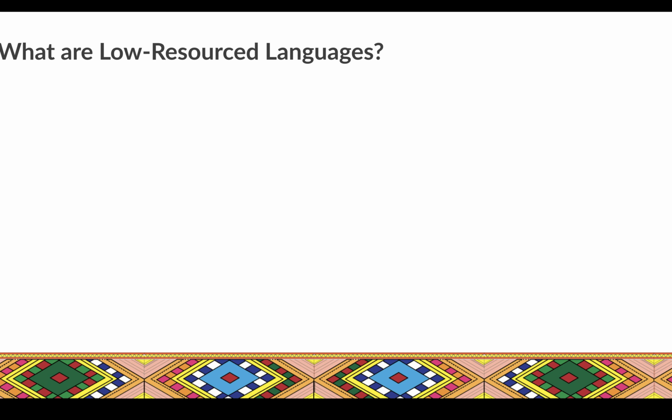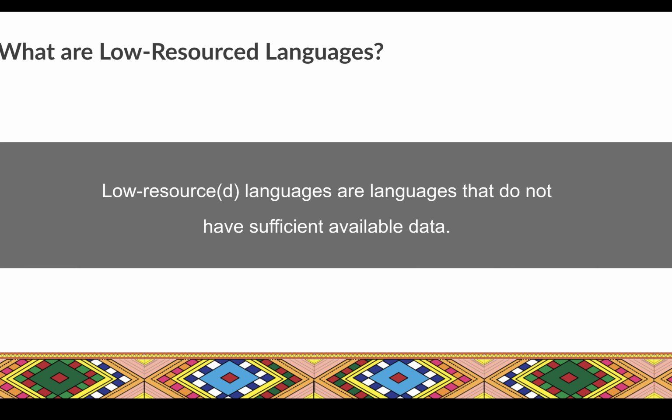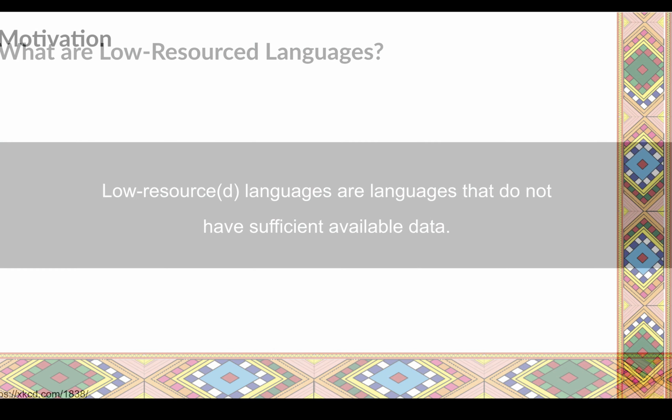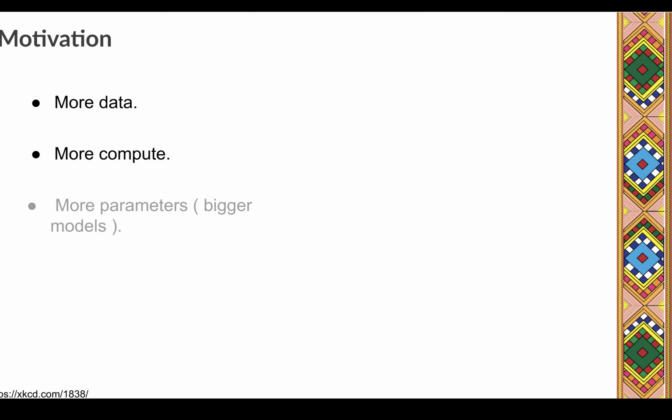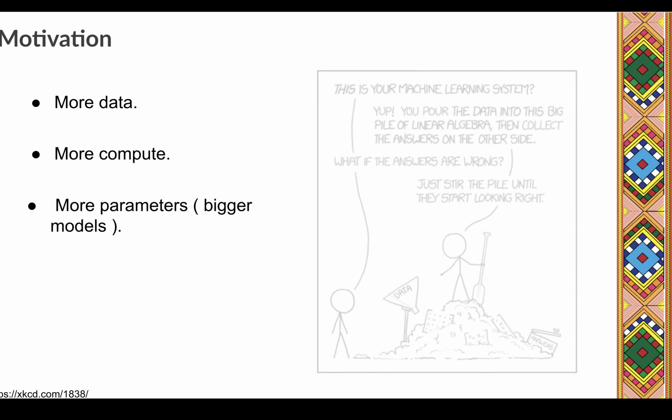Now I will define what low-resource languages are. So some people like to call them low-resource languages. I like to call them low-resourced languages. They are languages that do not have sufficient available data, for example, to train large models. So the current trend in NLP or deep learning more generally is to collect more data, use more compute, and have bigger models with more parameters.